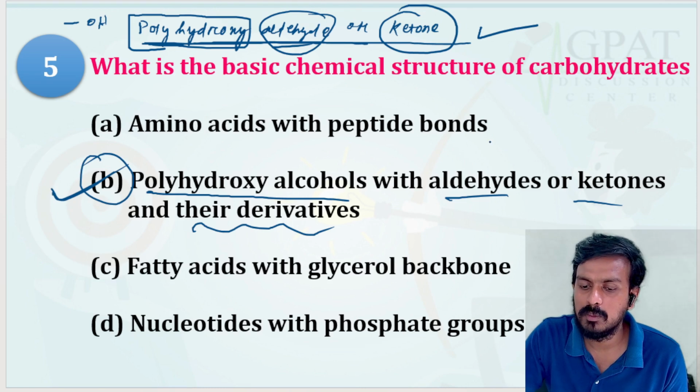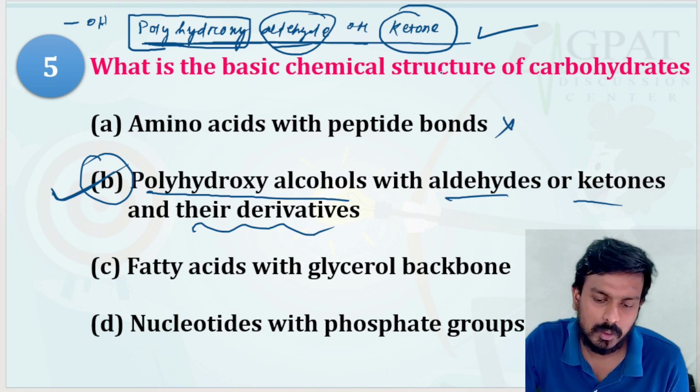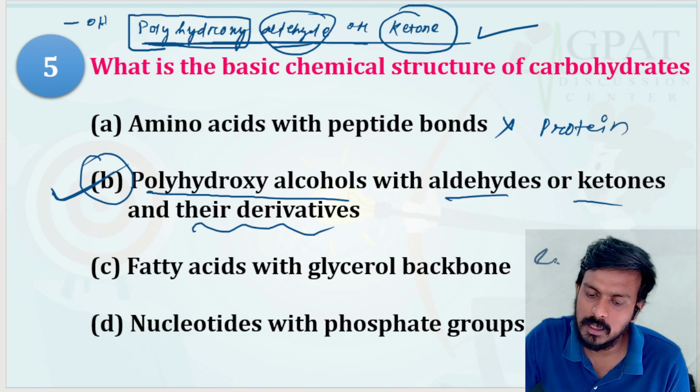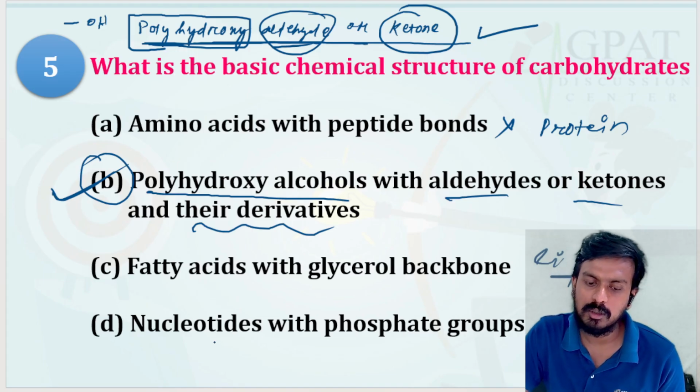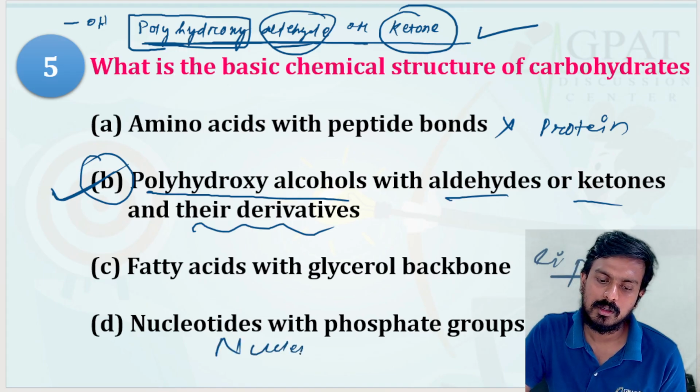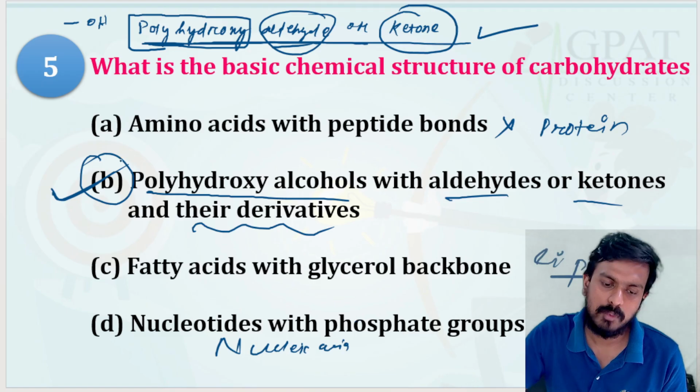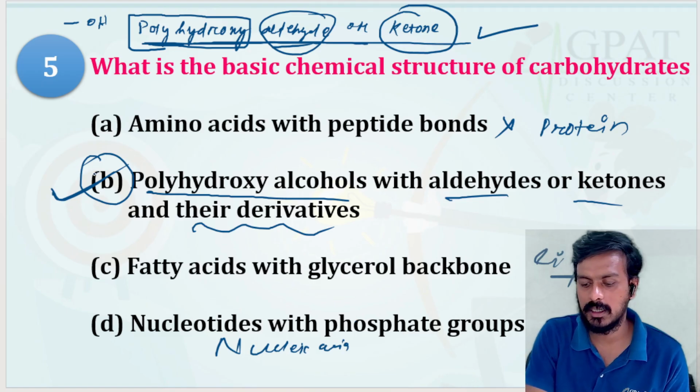Amino acid with peptide bond? No, this is the structure of protein. Fatty acid with glycerol? This is the structure of lipids. Nucleotide with phosphate is the structure of nucleic acid. Carbohydrate structure is polyhydroxyaldehyde and ketone.